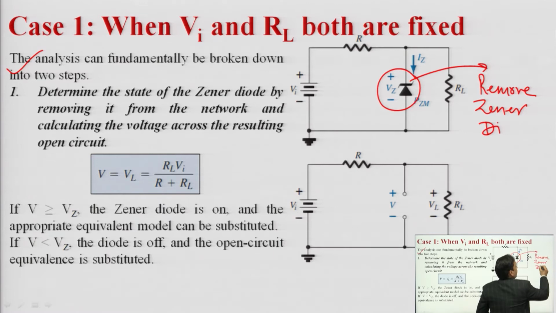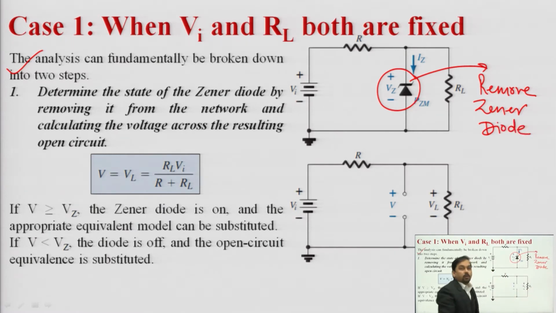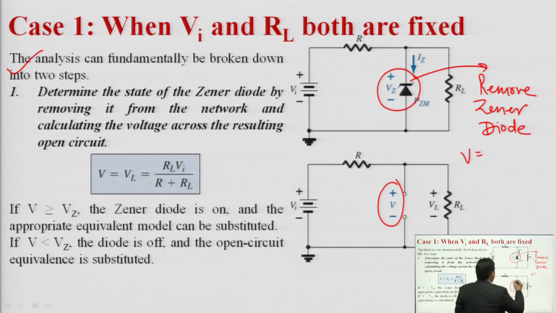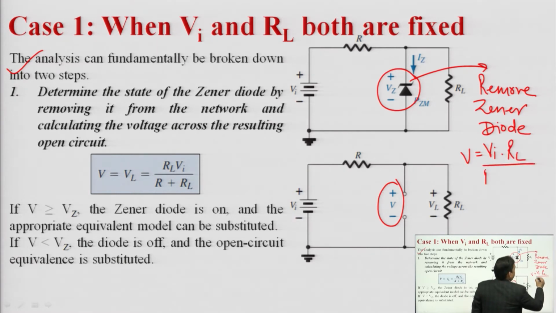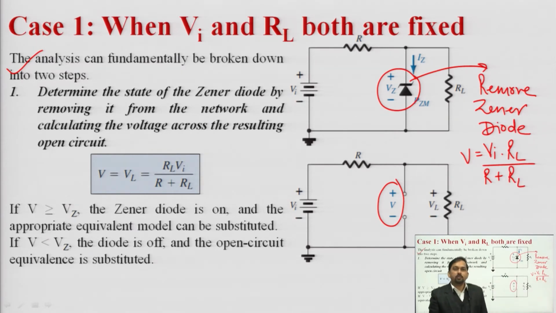After that, we need to calculate the voltage drop across this terminal. This we can find out with the help of the voltage divider also. So, we can say this voltage divider rule says that this voltage V equals whatever we are applying as input, which is Vi, multiplied by the load resistance RL divided by R plus RL, where R is a series resistance and naturally this voltage is equal to VL.